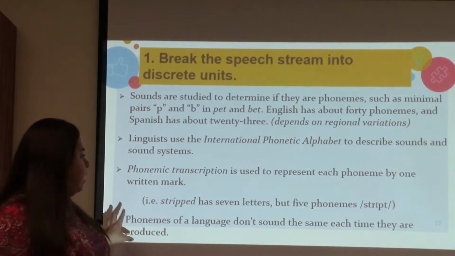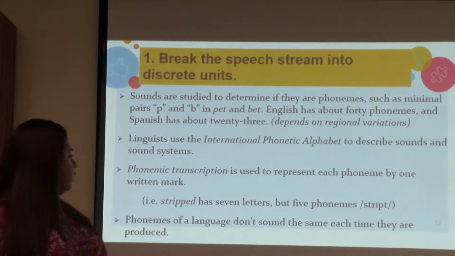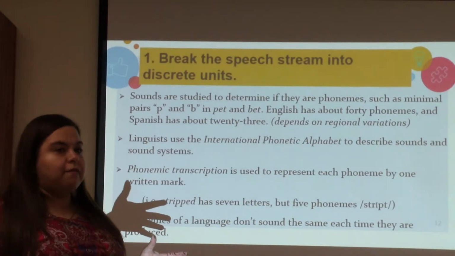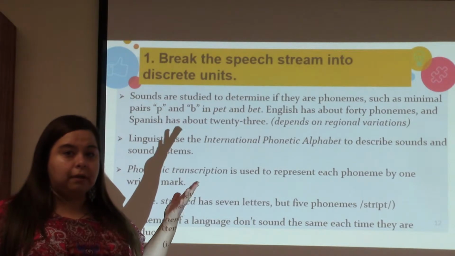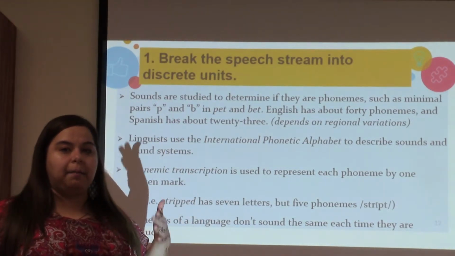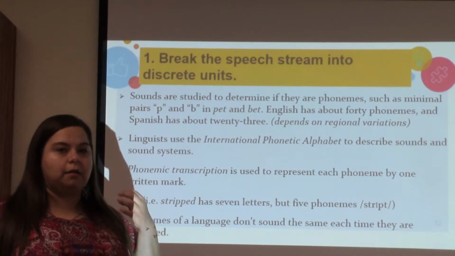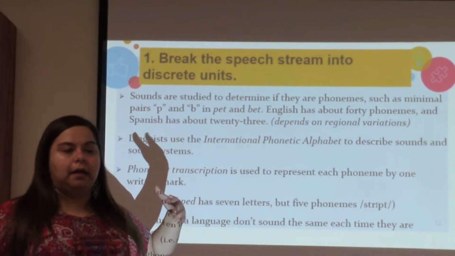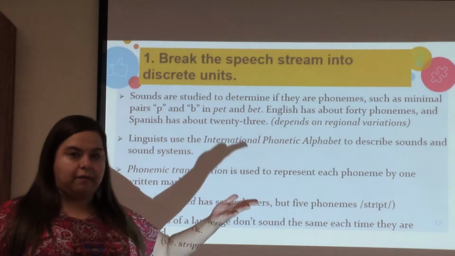This would be the strip sound. And then we have phonemes of a language that don't sound the same each time they are produced. Just because I have, for example, the p sound, as in the letter P, if we have it at the beginning, like in pet, there's an aspiration, like the air that comes with pet. And if we have it at the end, like in flip, we don't have that aspiration.